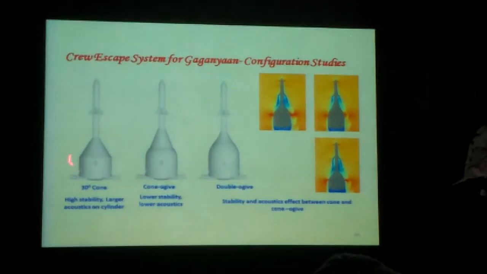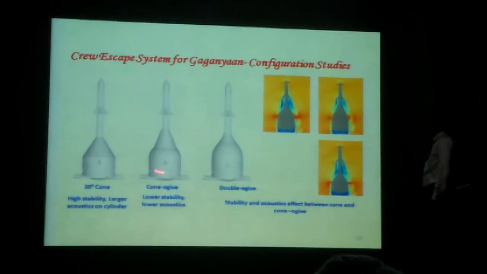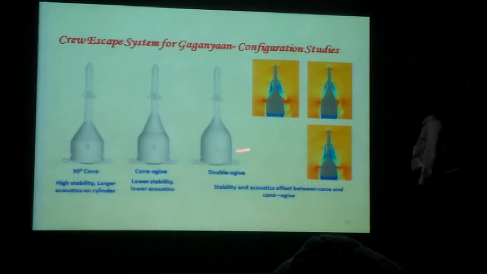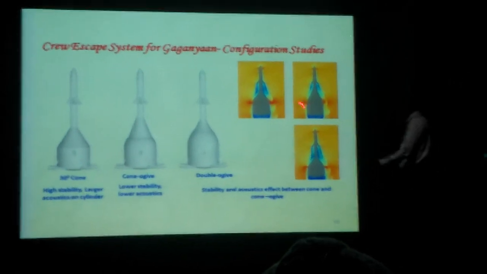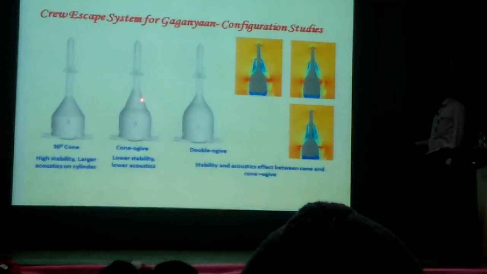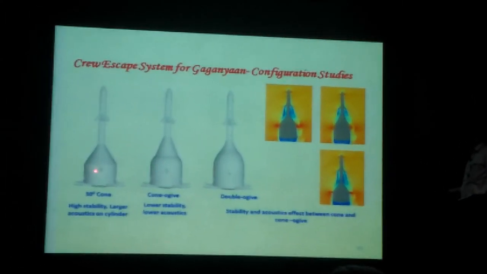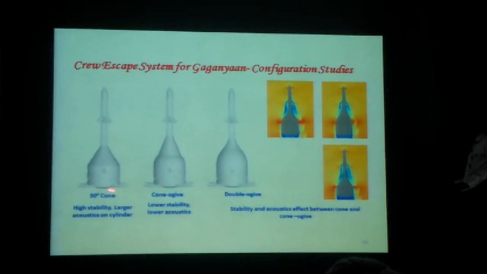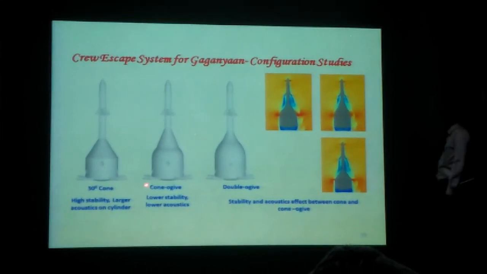Okay, and these are some of the things done in the shaping of this fairing. This is a double ogive, this is a cone ogive, and these exercises are carried out. Although it should also have stability, as this vehicle is flying independently and the astronauts are inside, we have stability provided by the grid fins, and it should be stable.